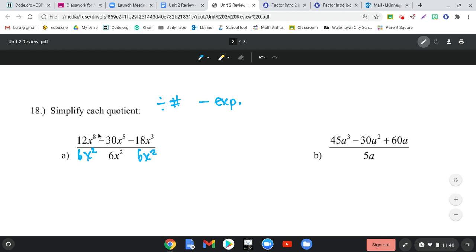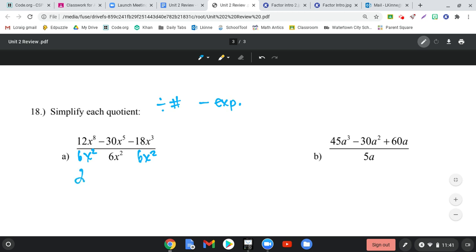12 divided by 6 is 2. For your exponents, we subtract. 8 minus 2 is 6. Next, 30 divided by 6 is 5. 5 minus 2 is 3. And last, negative 18 divided by 6 is negative 3. 3 minus 2 would be just 1, or just x. That's it. Same thing over here with my 5a.